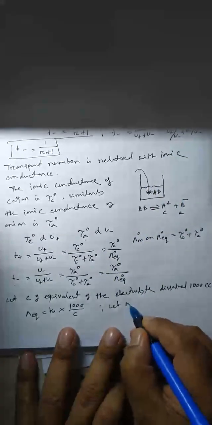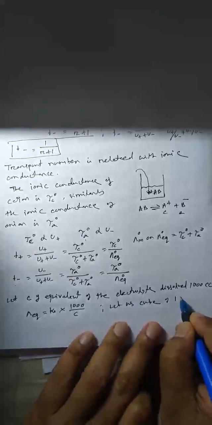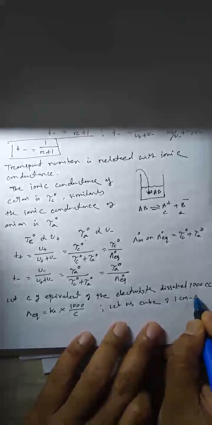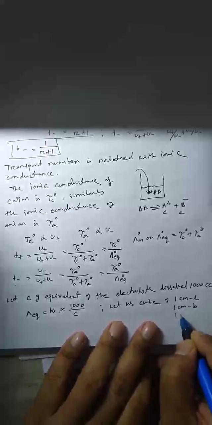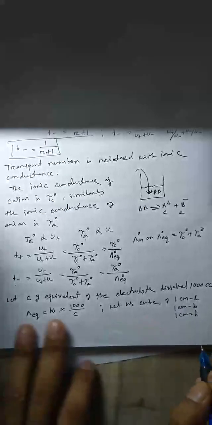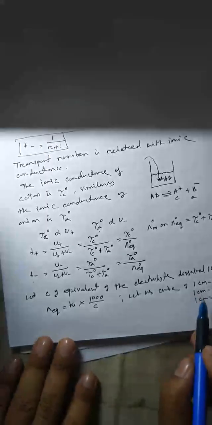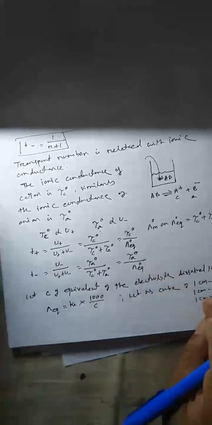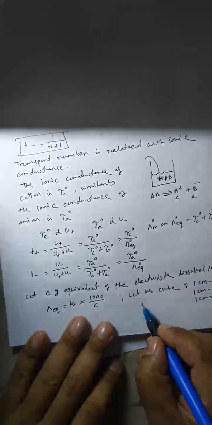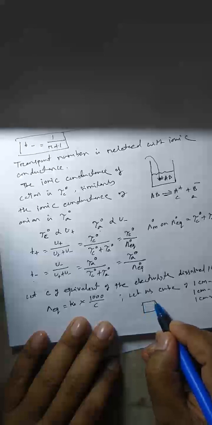Let us consider a cube of 1 centimeter length, 1 centimeter breadth and 1 centimeter height. All the electrolyte solution is kept in it. That means I have to take a cube of 1 centimeter length, 1 centimeter breadth, 1 centimeter height.